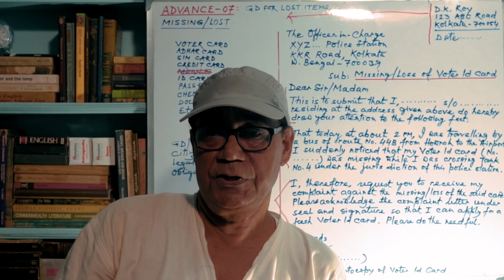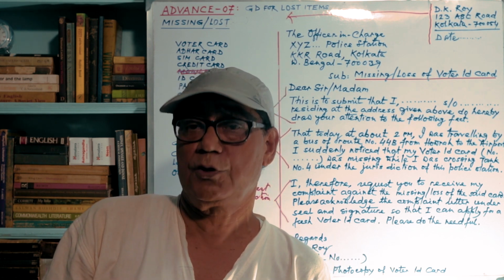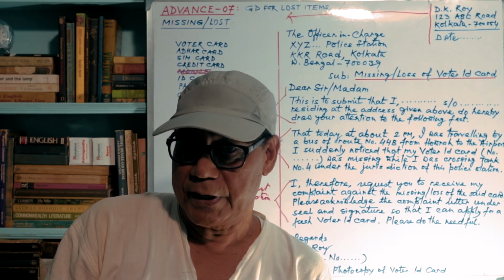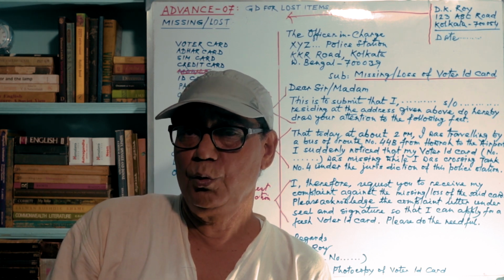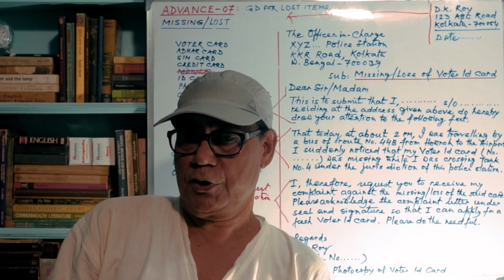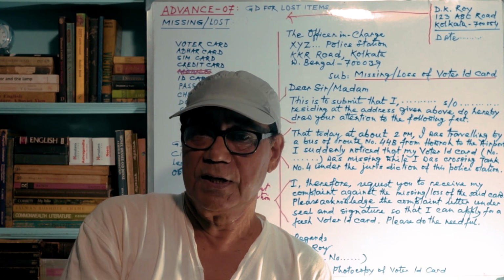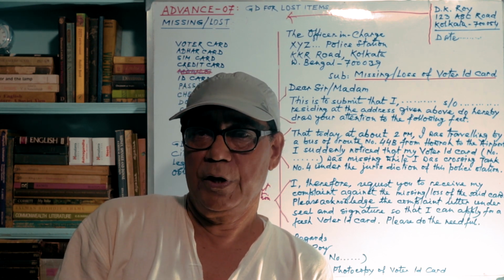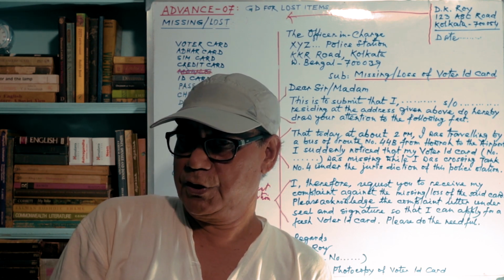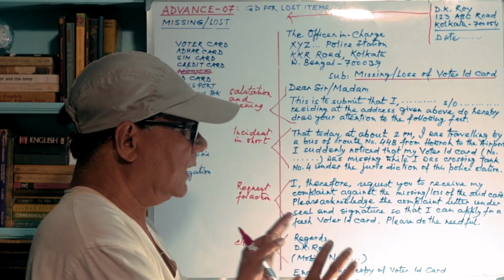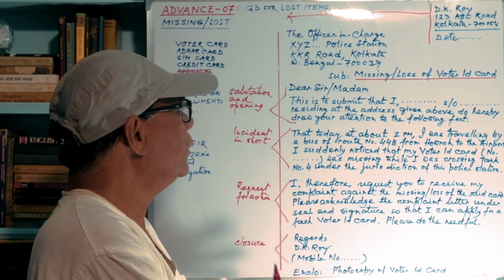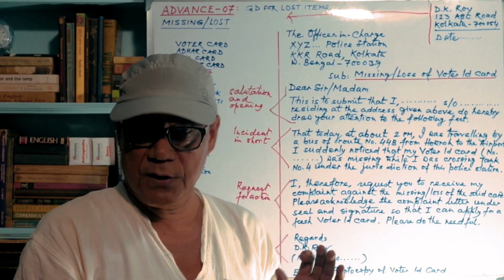And as a responsible citizen, it is your responsibility to communicate to the police station or authority so that in future you do not get into trouble over the document. Somebody may misuse it. This is why we normally go to the police station. So I think this much is very clear to you, and you try to read this, try to understand this.